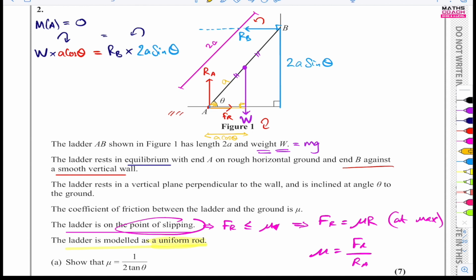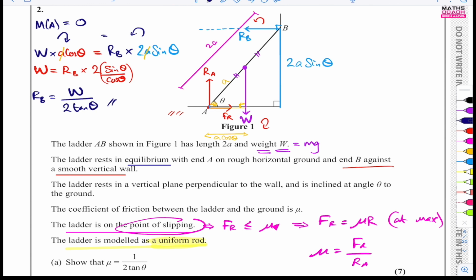We can divide both sides by a to cancel off the a's. And if we rearrange that to get W equals RB times 2 times sin theta over cos theta. And sin over cos gives us tan. So therefore, reaction at B will be equal to W over 2 tan theta.